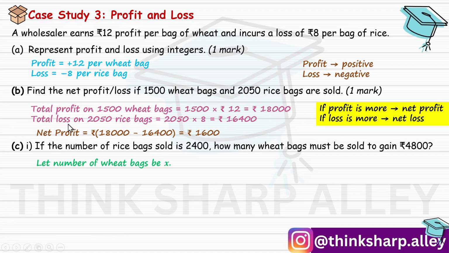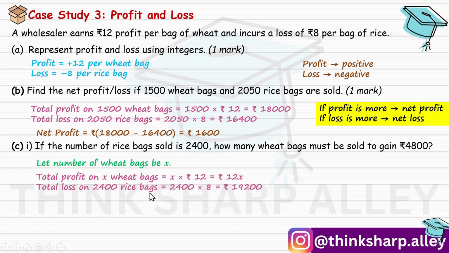We will first find out total profit on x wheat bags, because we have x wheat bags now. That is x into 12, which is equal to 12x. And we have 2400 rice bags. So total loss on 2400 rice bags is going to be 2400 times 8 equal to 19200.